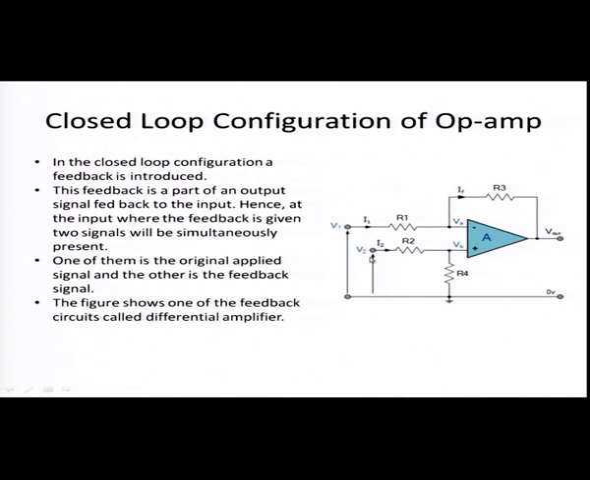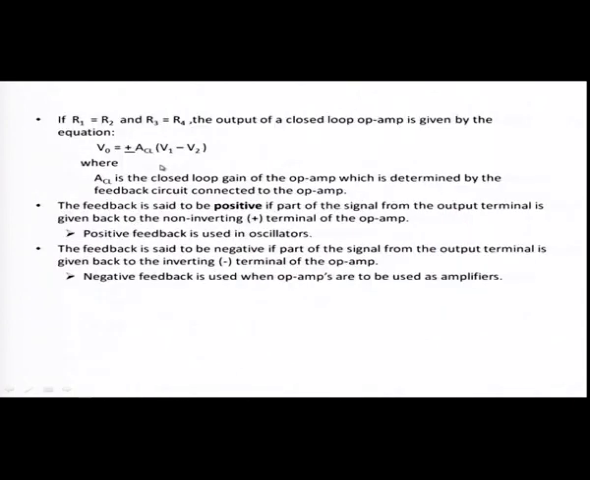Since these two signals, V1 and V2, are different, the difference between them will be amplified at the output. So, this is the output of the differential amplifier circuit. V out is equal to plus or minus ACL into V1 minus V2.